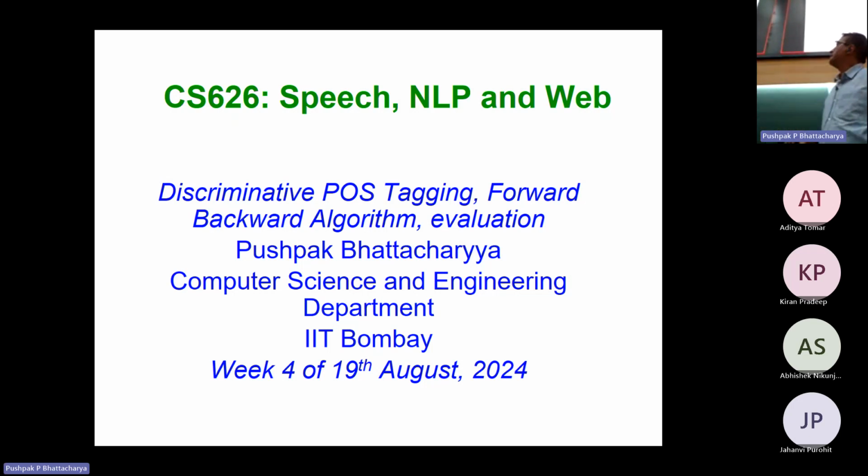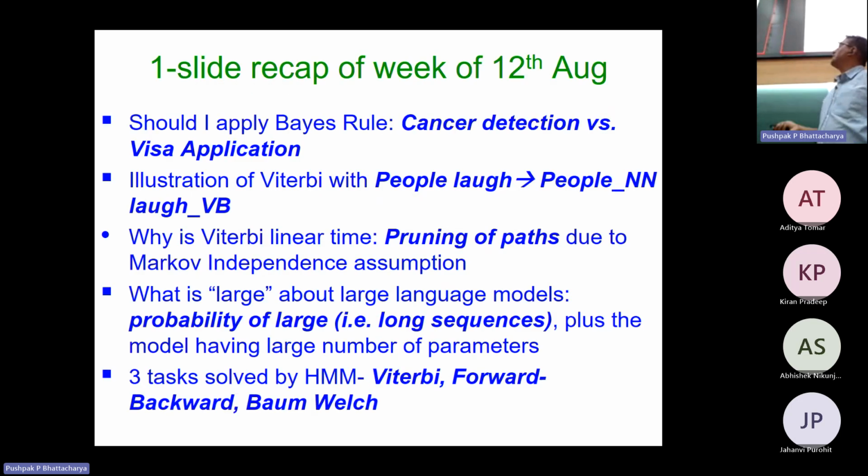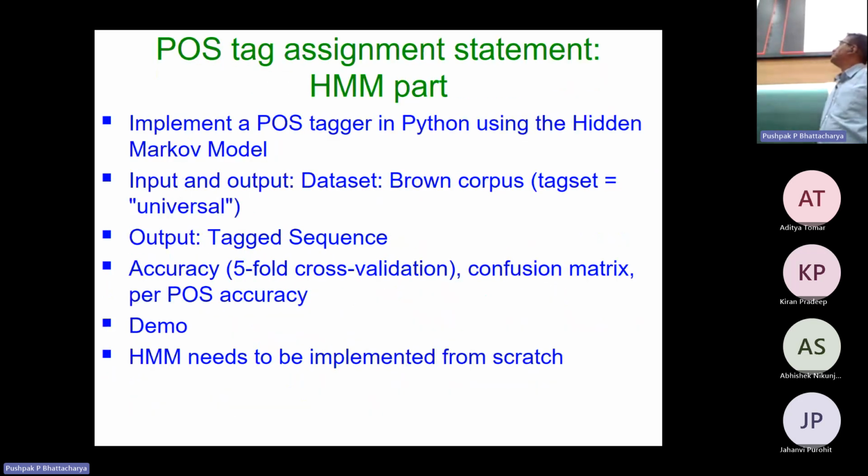So we did this recap of last week's lecture. Now, let me describe some conditional random field in the context of your assignment. The statement of the assignment is to implement a part of speech tagger in Python using hidden Markov model. That is your first task. Input and output: the data set is Brown corpus, and the tag set that you have to use is universal. Output is the tag sequence corresponding to the input raw sentence.